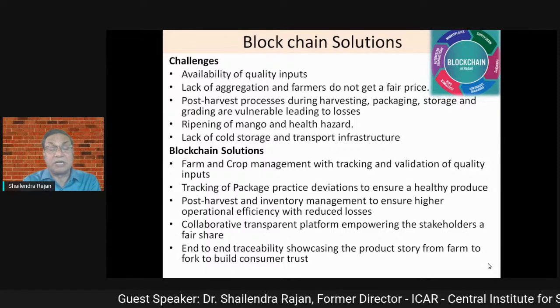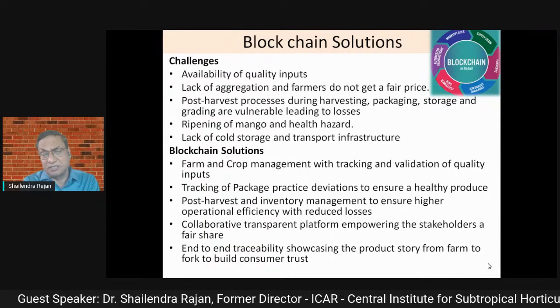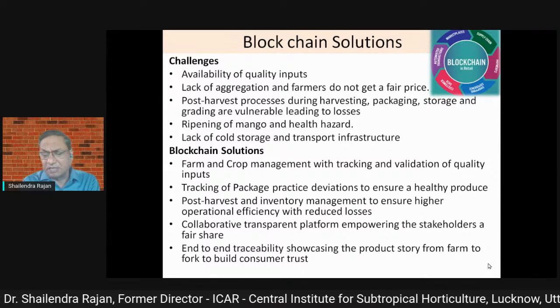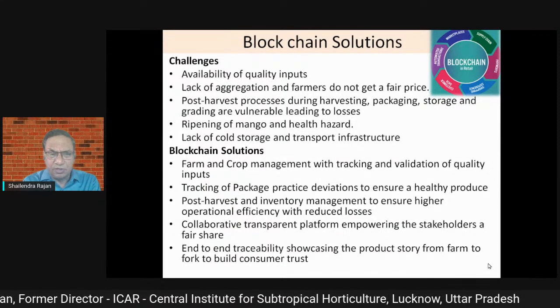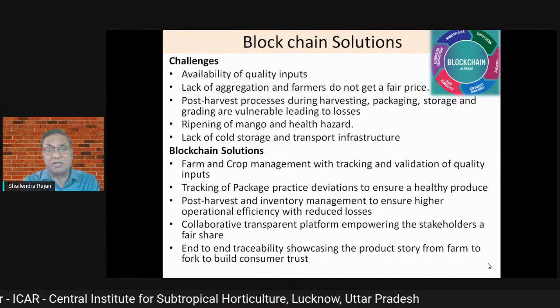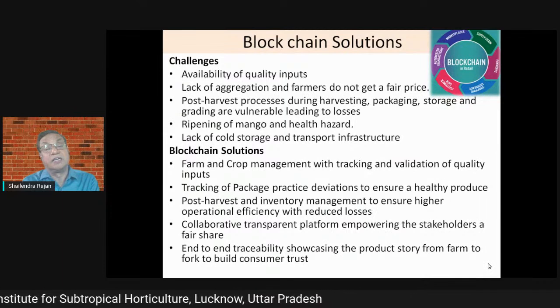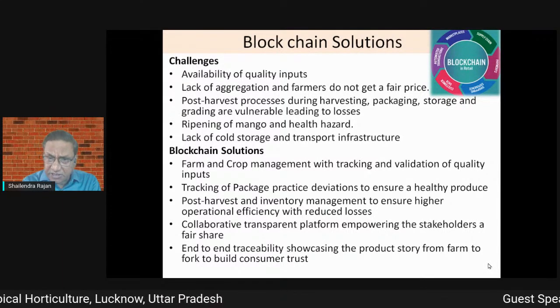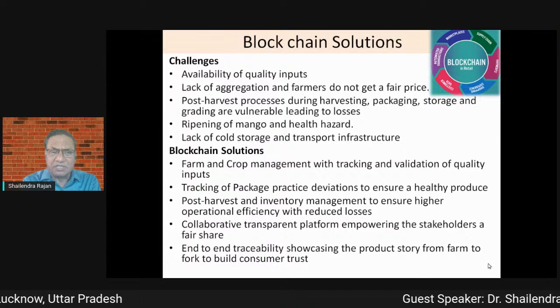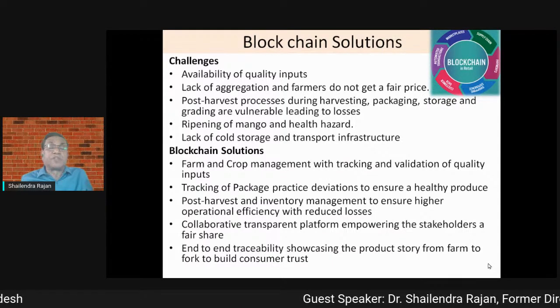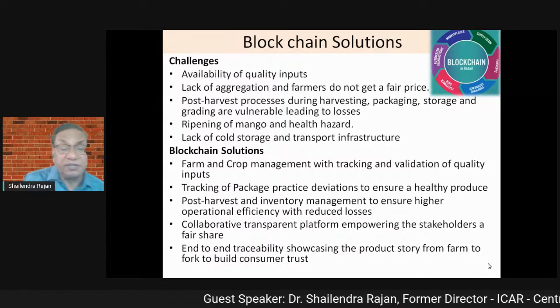And sometimes there are examples of ripening of mango causing health hazards. In ripening, sometimes chemicals are used which are not permitted, banned chemicals, and there is a lack of cold storage and transport infrastructure. So these are the challenges, but blockchain solutions are there for getting high quality fruits.